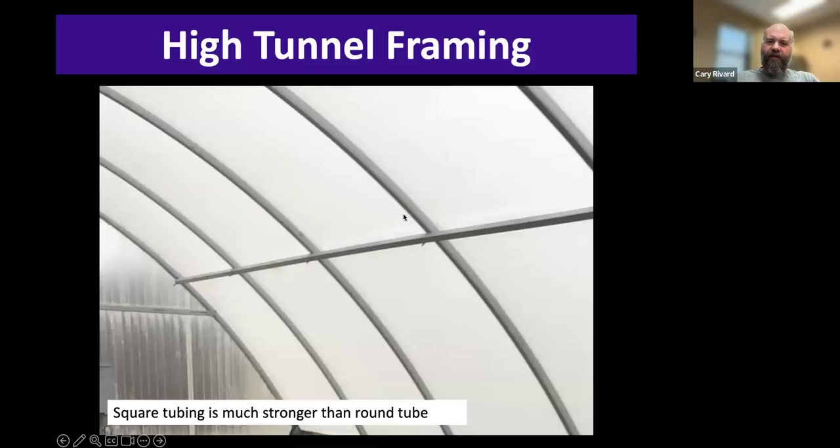We have a similar hoop house that doesn't have trusses here at the research station, and it has square tubing. One of the things that I've learned over the years is apparently square tubing is way stronger than round tubing. So if you find, especially a used high tunnel with square tubing, pick it up because they're way more stout than round tubing is.